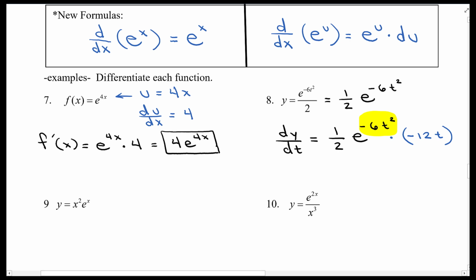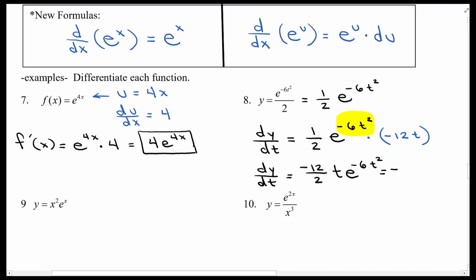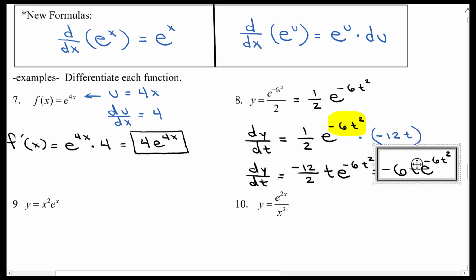So the derivative of y with respect to t, or dy/dt, is equal to negative 12 over 2 times t e raised to the negative 6t squared power. And this will equal negative 6t e raised to the negative 6t squared power. I'm going to go ahead and box that answer in. That's going to be our derivative for this function. And now we can go on to number 9.